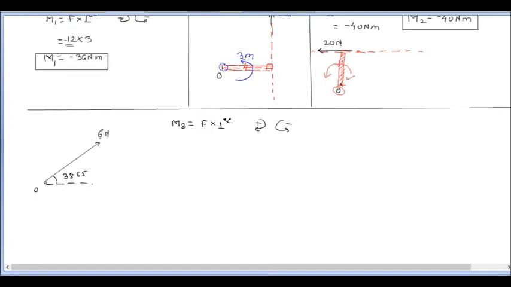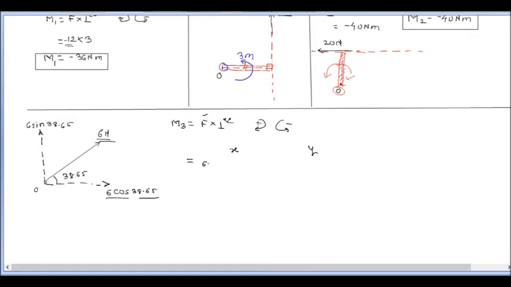Now this is the inclined force. So what I said earlier, whenever it is an inclined force we have to calculate the moment because of its x component, that is 6 cos 38.65, and the moment because of its y component, that is 6 sin 38.65. So this will be equal to the moment because of its x component plus the moment because of its y component. So because of its x component, the same formula we will use.